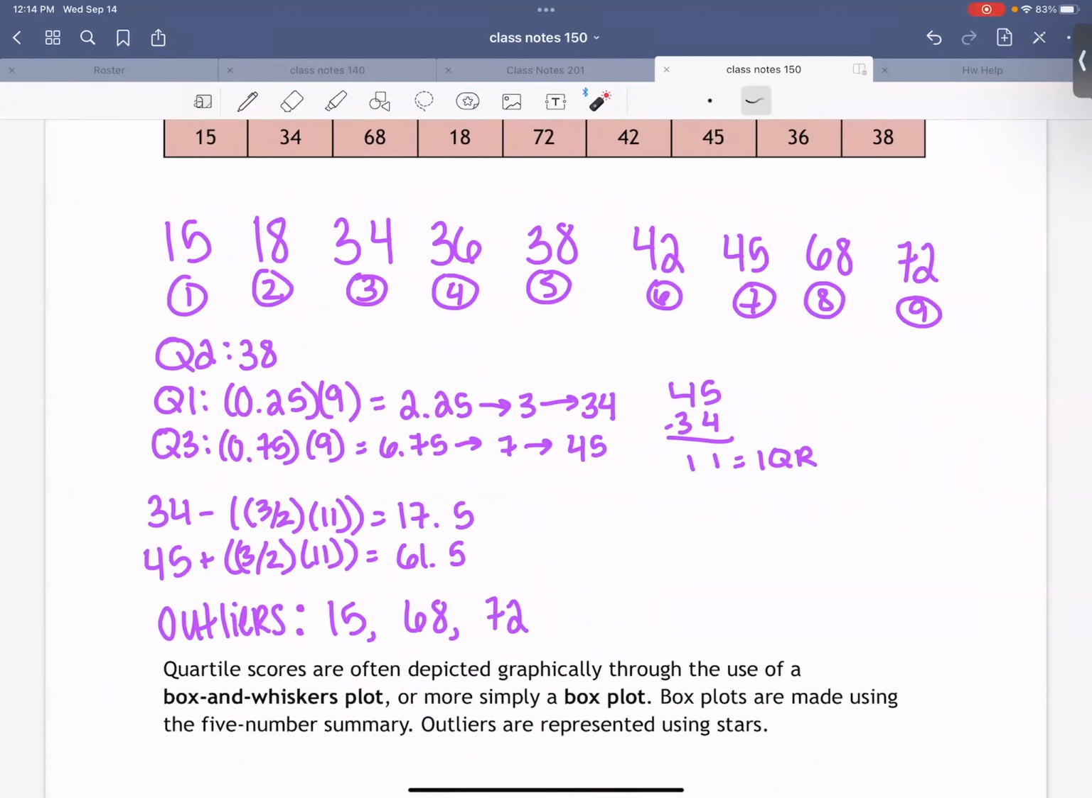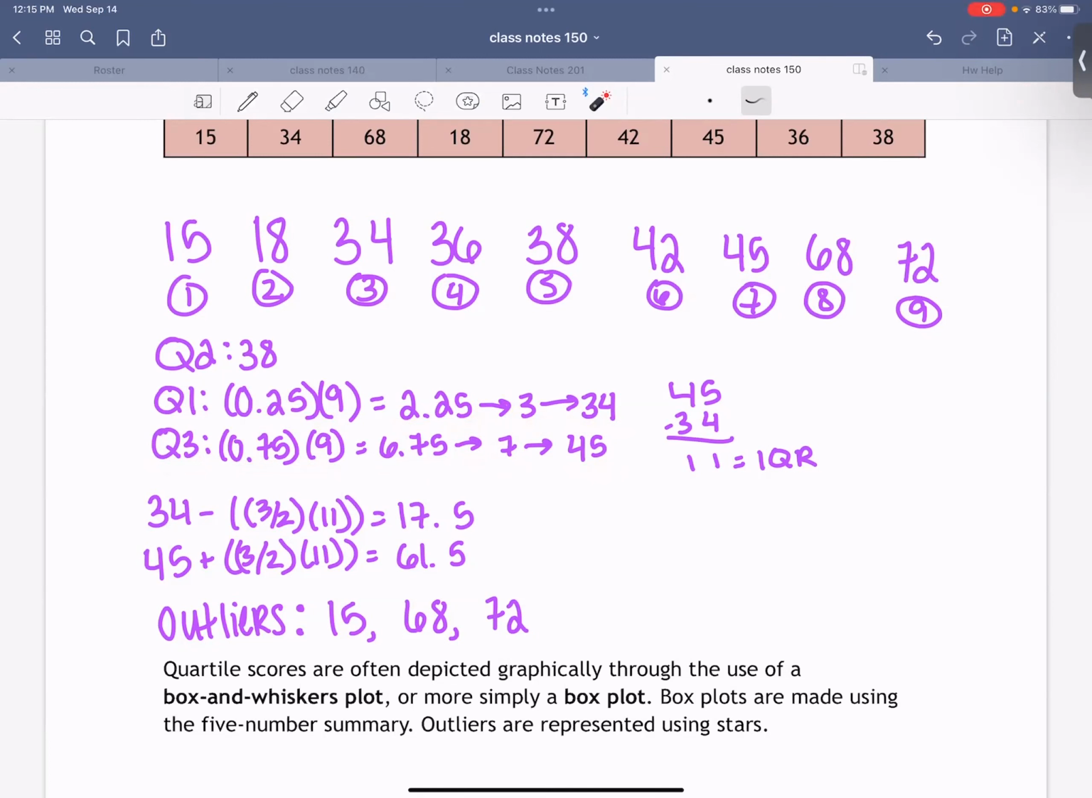Okay. So first, I ordered the numbers from smallest to greatest. After that, I noticed it was an odd number of values, so I figured just get the median first, which would be in the 5th position, which is why it's 38. And then I got quartile 1 by times 0.5 times 9, which equals 3.5, which rounds up to 4, so it would be 34. And then quartile 3, I times 0.75 times 9, which got 6.75, which rounds up to 7, which would get 45.